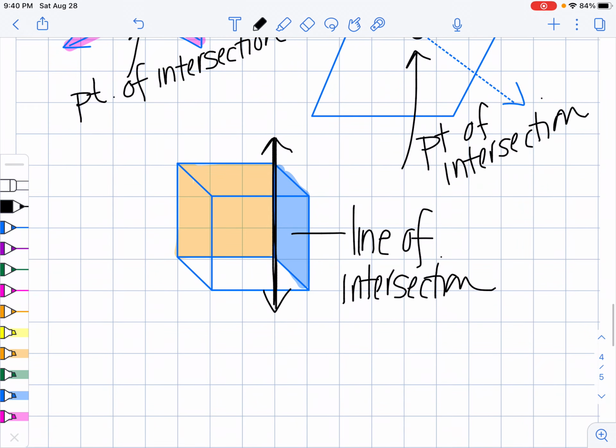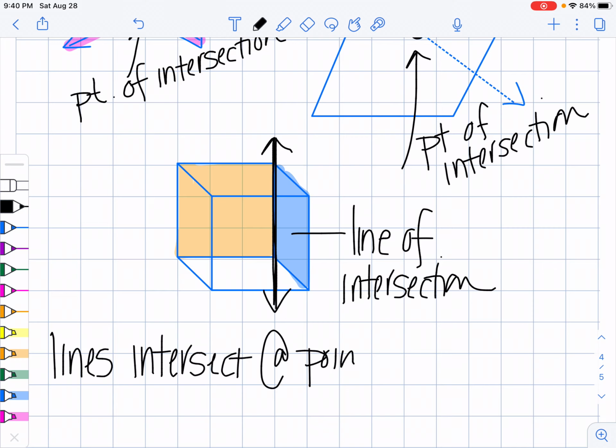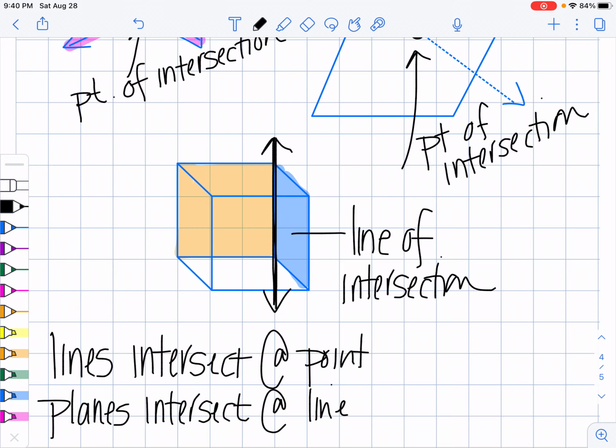I'm going to write that down. Lines intersect at a point and planes intersect at a line. And again, the planes are easiest if you're looking at two walls. Look at two walls that touch each other and then see the line where they meet. That's going to be your line of intersection.